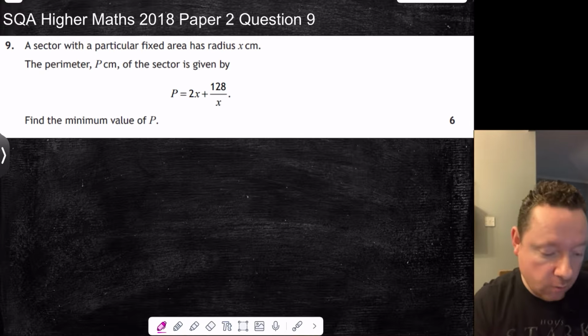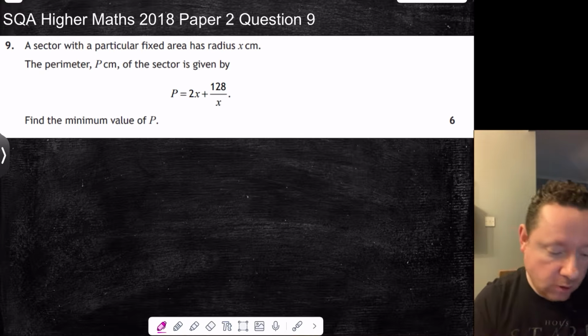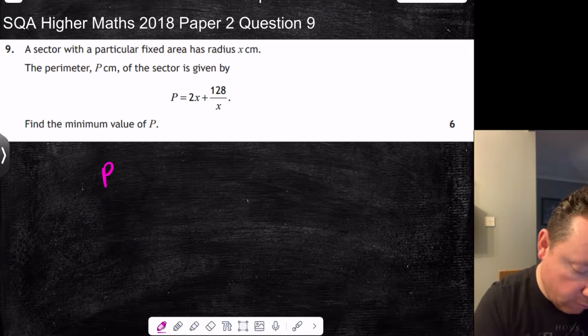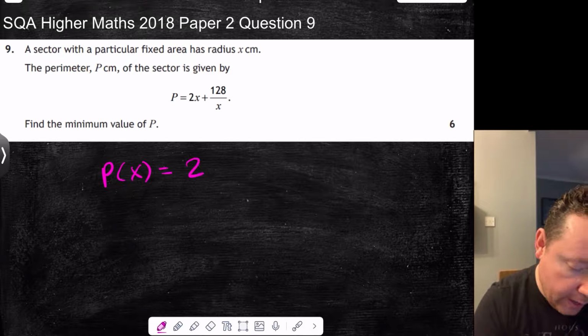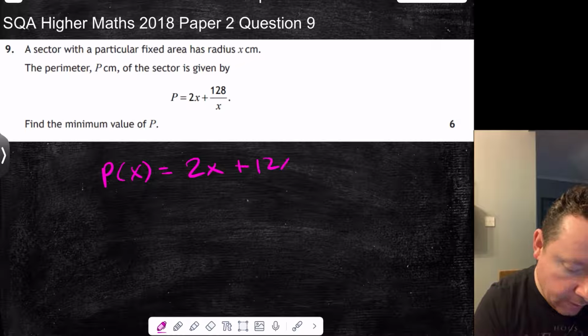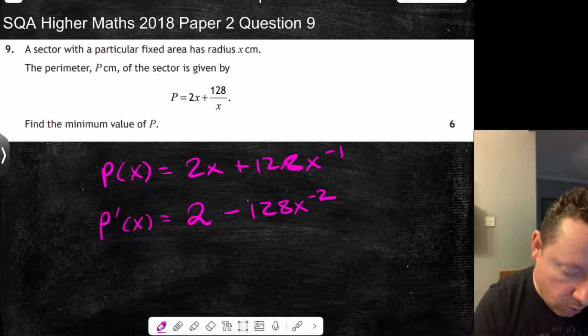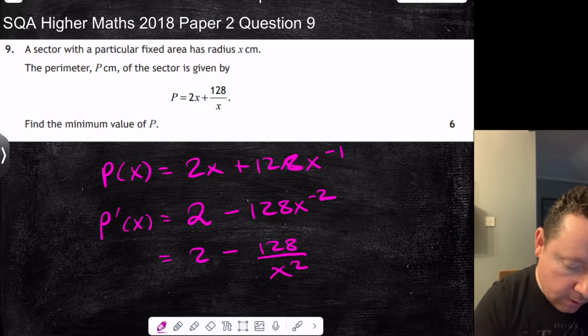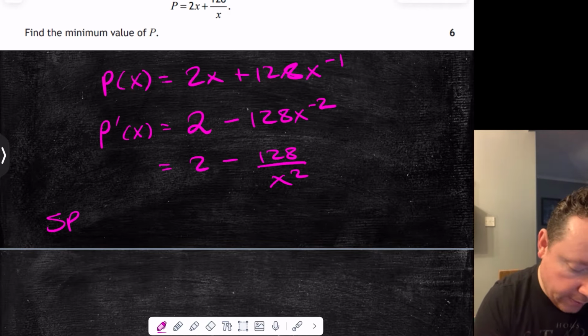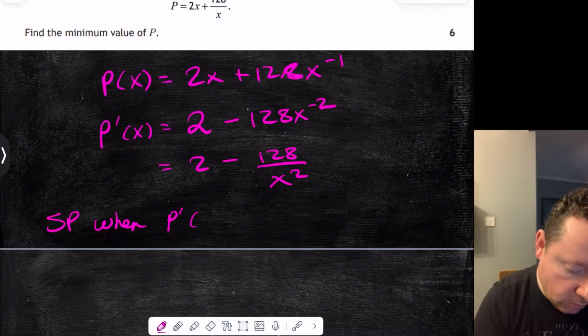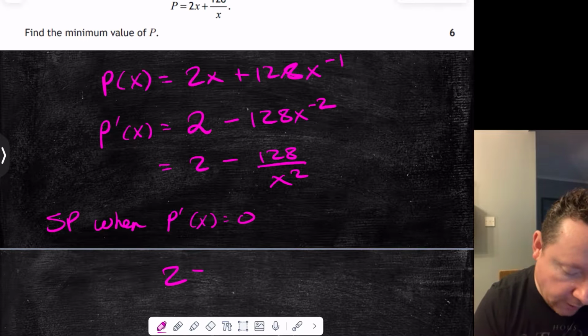So stationary points occur when you differentiate and make it equal to 0. So starting with P of x, that's 2x plus 128 x to the minus 1. So P dash x is simply 2 minus 128x to the minus 2, or it's equal to 2 minus 128 over x squared. So stationary points when P dash x equals 0. So that gives me 2 minus 128 over x squared equals 0.